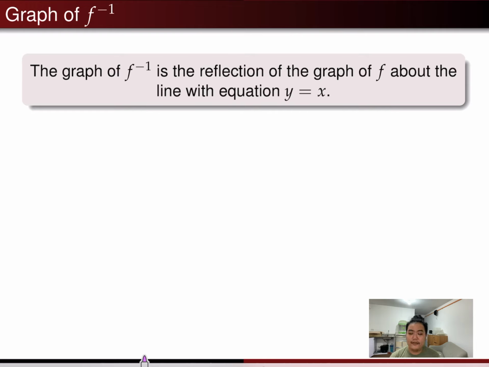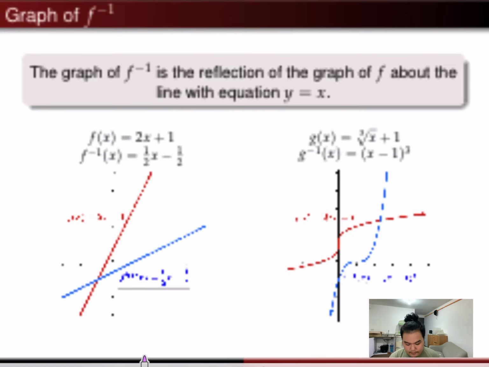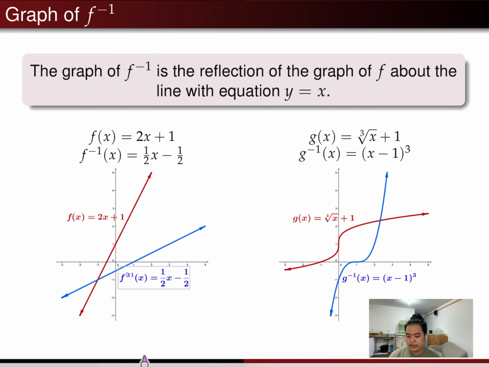So ito yun, the graph of F inverse is the reflection of the graph of F about the line with equation y equal to x. So more examples pa tayo. Ito yung kanina, para lang makita natin siya. No? So F is this red line, tas yung blue line yung F inverse. So this must be F inverse. And as you can see, they are symmetric about y equal to x. And another example, ito yung kinompute din natin kanina. This G and G inverse are symmetric about y equal to x.